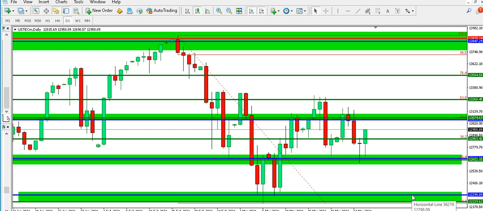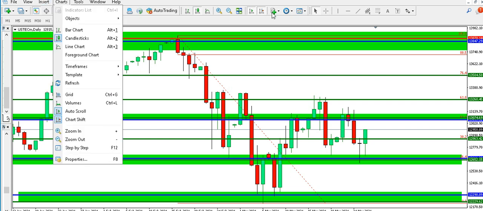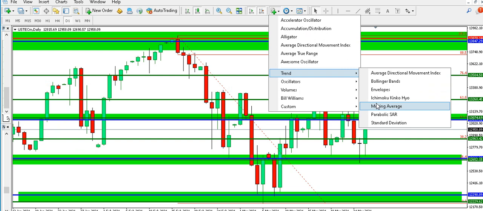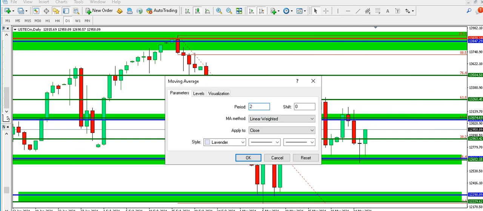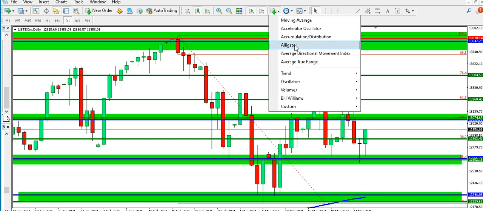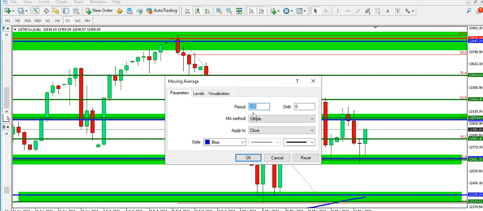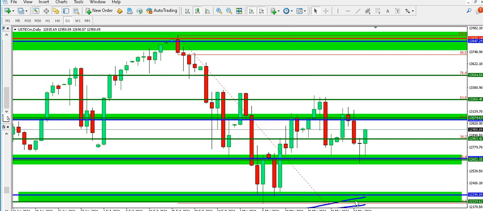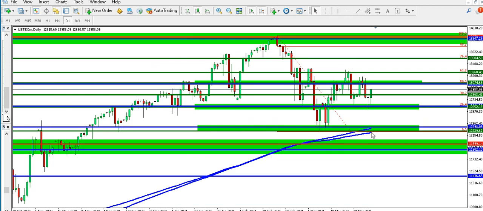All right, so I'm going to include moving averages. I'll start with the 200 simple moving average. Color will be blue. Okay, this 200 simple moving average is at the bottom here. I'm going to add the 200 exponential moving average. It's also at the base here. Let me zoom in. Let me zoom out. Okay, you can see our 200 moving averages around here.